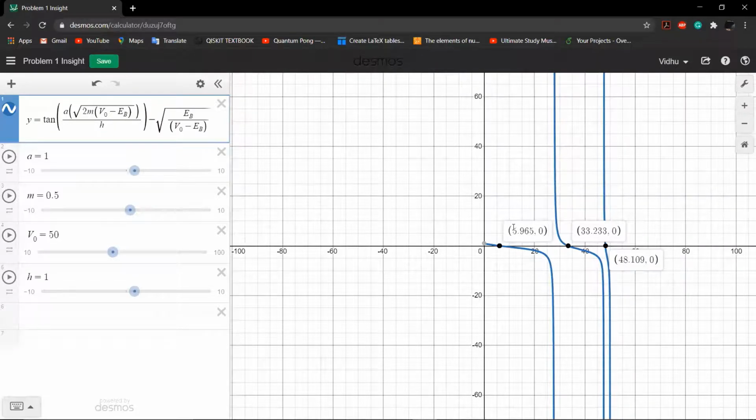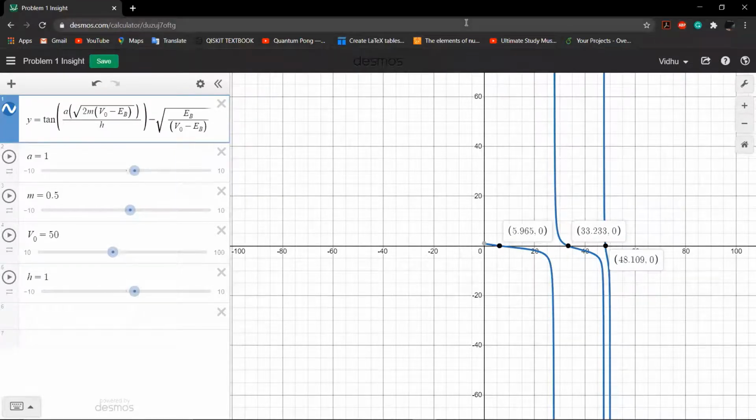So the first bound state for my V naught equal to 10 was something like 0.04. The second bound state for your V naught equal to 10 was around 8.5, right? So if you look at this, the bound states are not just larger in number, but rather they are deeper.